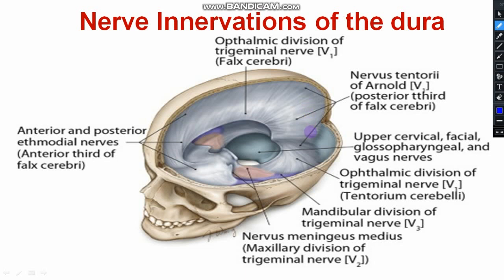whereas the upper part here is innervated by the upper cervical, facial, glossopharyngeal and vagus nerves. So this is the anterior cranial fossa, then this is the middle cranial fossa, A anterior, M middle, and P posterior.